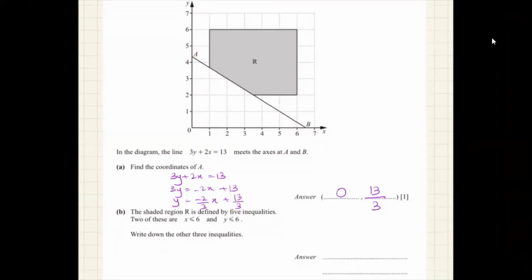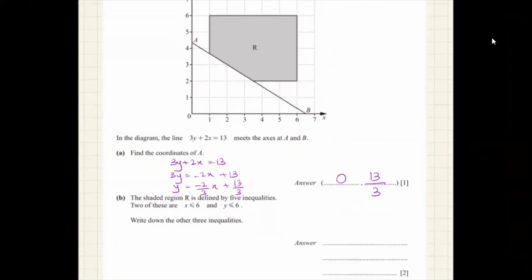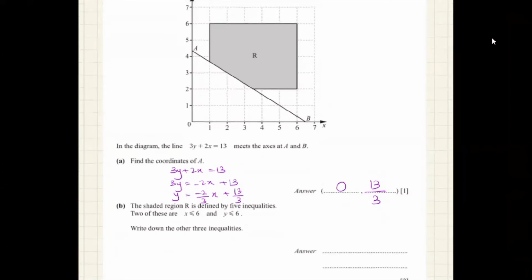Okay. The shaded region R is defined by 5 inequalities. 2 of these are this and this. Write down the other 3 inequalities. First, let's see which inequalities they have given to me. So x is 6 over here. That means they've given me this inequality. Let's write it down: x is less than or equal to 6. Y is 6 over here. So they've given me this inequality as well, which means y is less than or equal to 6.